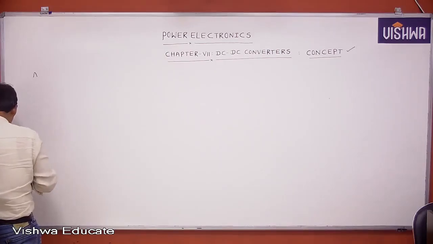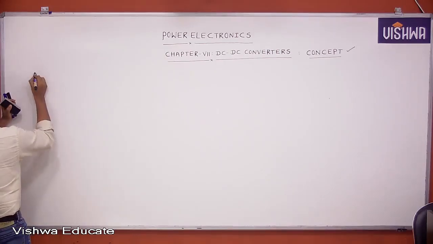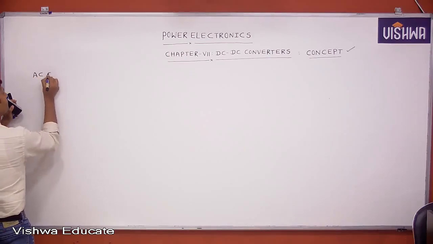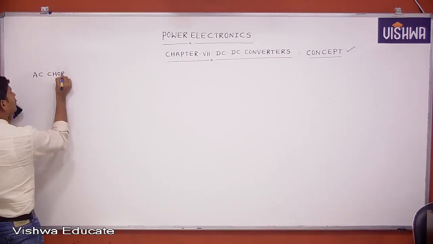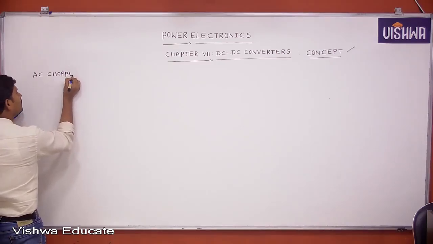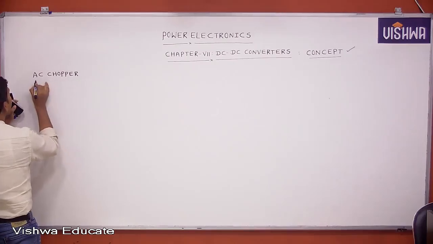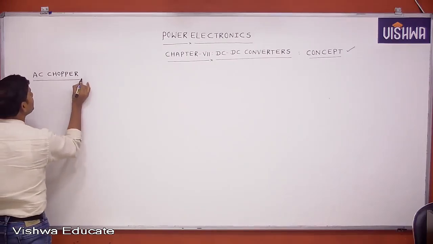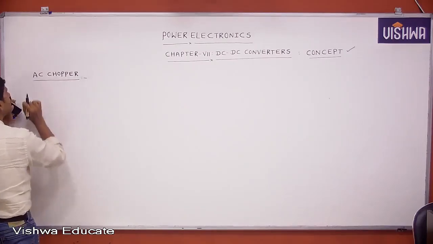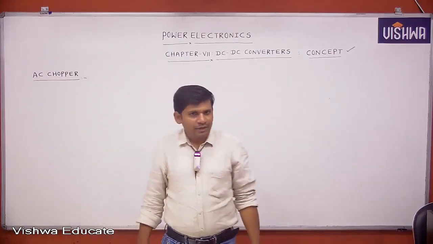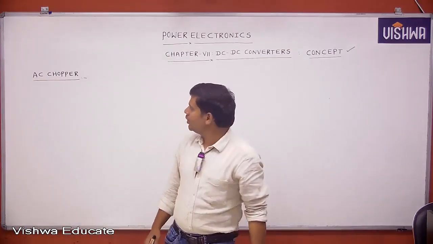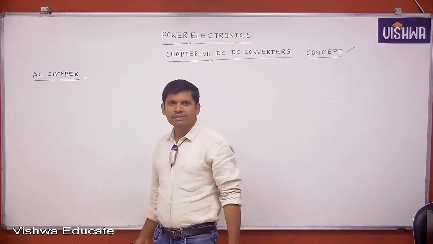Yes, write down all of you. AC chopper. Why is the name given as AC chopper? By using this circuit we can change the magnitude of AC voltage. The magnitude of AC voltage is changed by using this circuit.